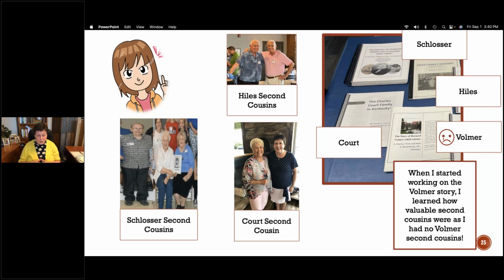The Court second cousin, Shirley, I found through Ancestry DNA. I thought her grandfather, Charles Court, my grandfather Dolph Court's brother, had no children. That's how I was researching. I didn't think he had any children. She set me straight. He had seven. And that really set me off on a whole new line of research.